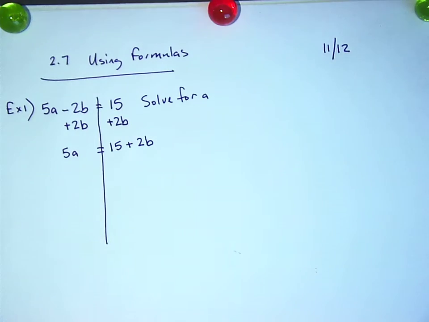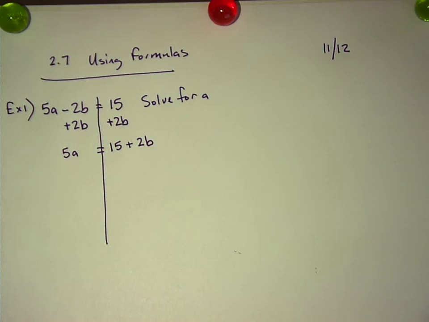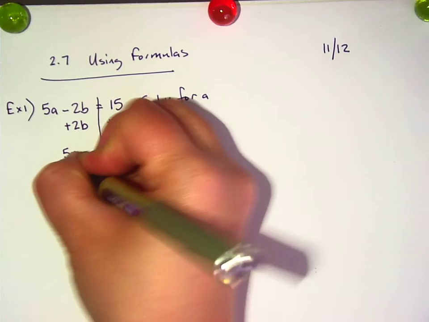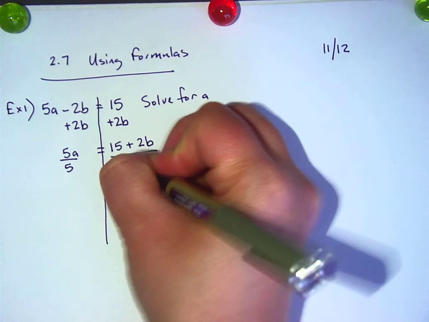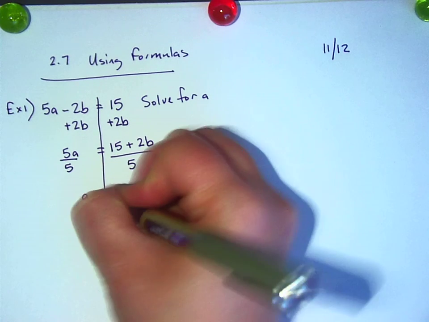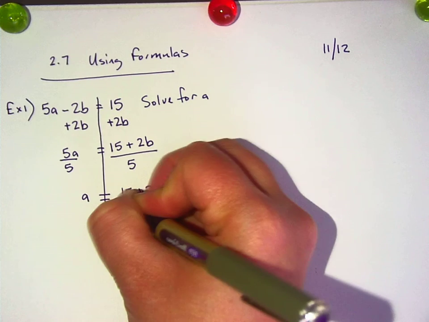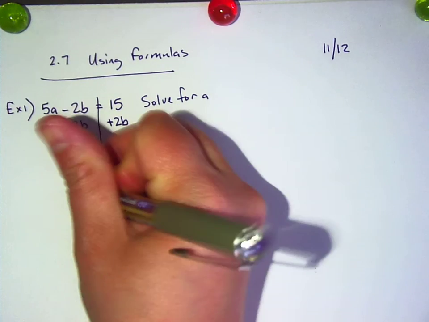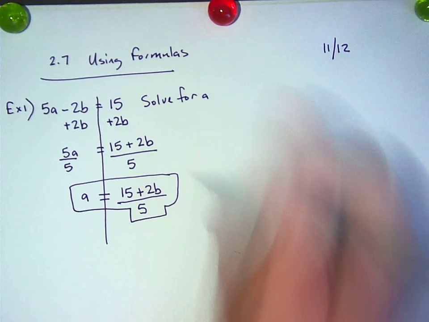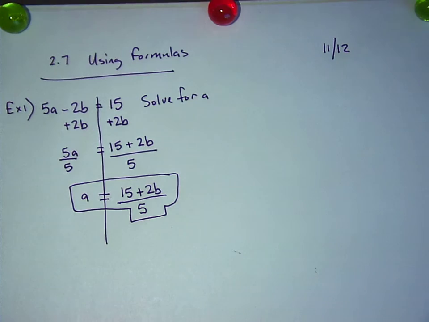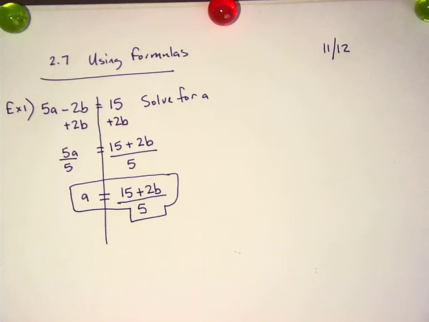Now how do I get a by itself? Connor? We can divide by 5. Right, divide by 5 on both sides. Now you can actually leave it like this. And that is an okay answer right there. I know it looks complicated and it's frustrating for those of you who really want it to be just a number, but that's how it's going to be.